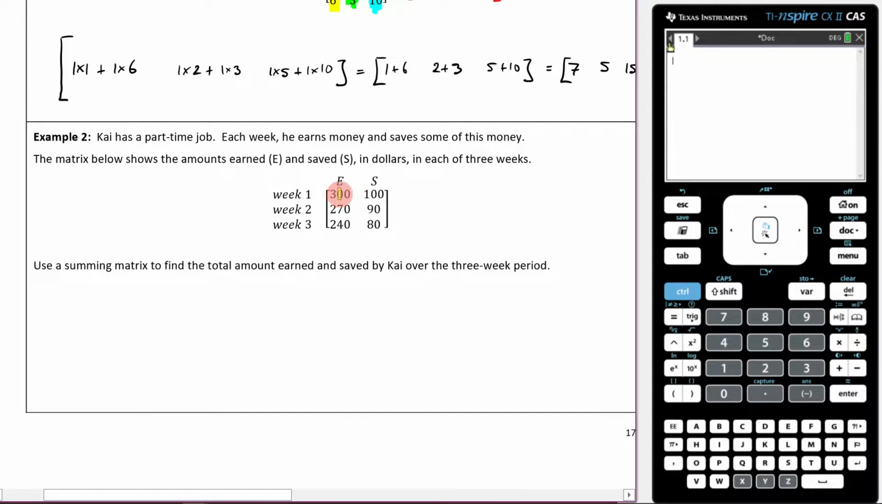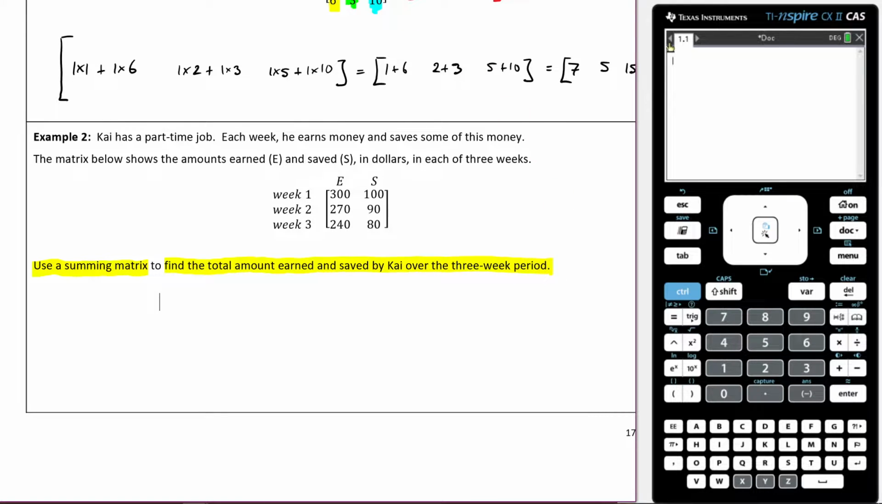Okay, so in week 1, he earns 300, he saves 100. In week 2, he earns 270, he saves 90. In week 3, he earns 240, he saves 80. Using a summing matrix, find the total amount earned and saved by Kai over the 3-week period.